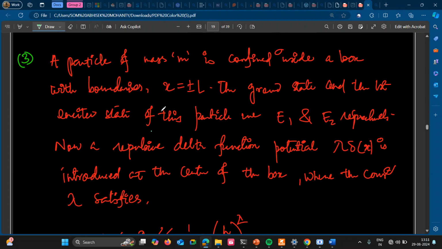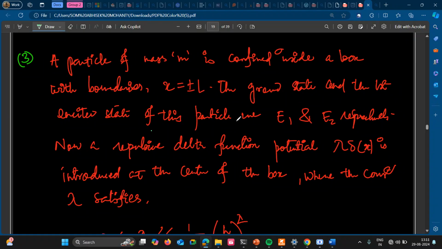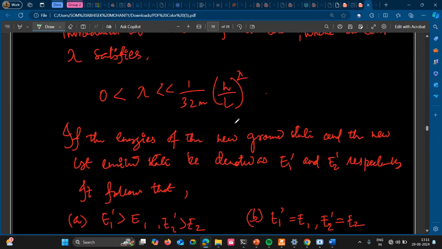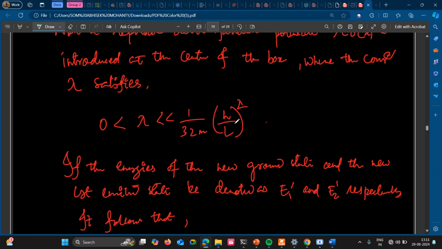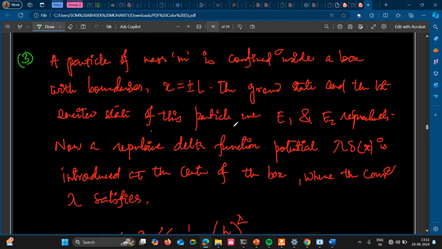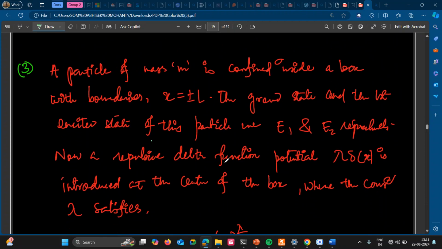A particle of mass m is confined inside a box with boundaries x equal to plus or minus L. The ground state and the first excited state energies are E1 and E2 respectively. Now a repulsive delta function potential, lambda delta x, is introduced at the center of the box, where the constant lambda satisfies a condition. This is a question from perturbation, right? A perturbation question.